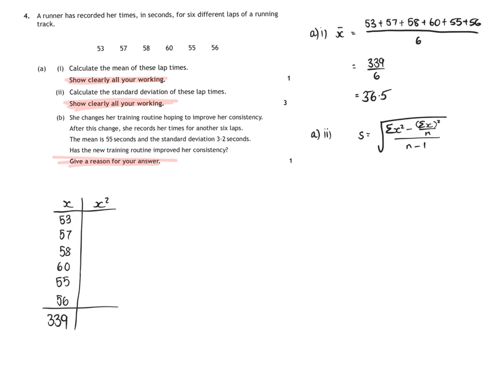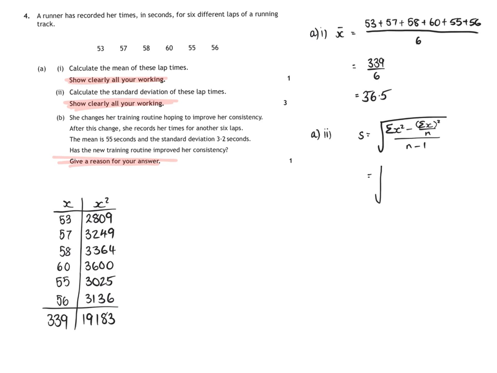Now we've got to square them. For 53, when we square that, we get 2,809. When we square 57 we get 3,249. When we square 58 we get 3,364. When we square 60 we get 3,600. When we square 55 we get 3,025. And then when we square 56 we get 3,136. And then when we add those all up in our calculators we get 19,183.